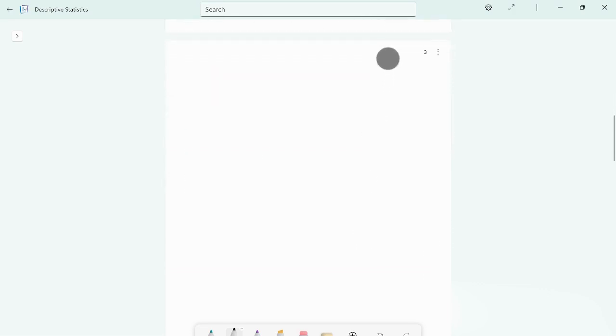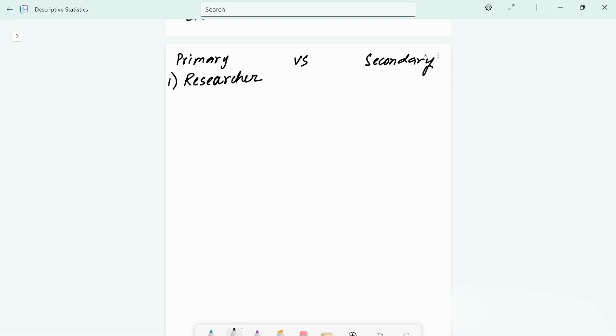Now, coming to our next part, which is the differences like primary versus secondary data collection. How can we distinguish it? The first feature will be source. How is primary data collected? It is collected by the researcher, by you. And secondary data is collected by someone else.